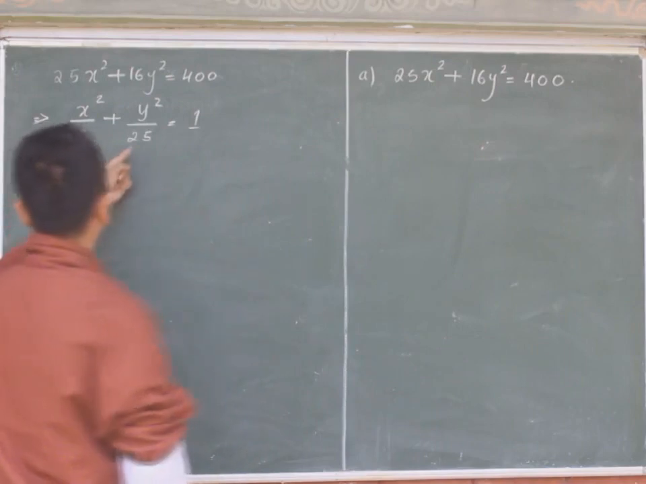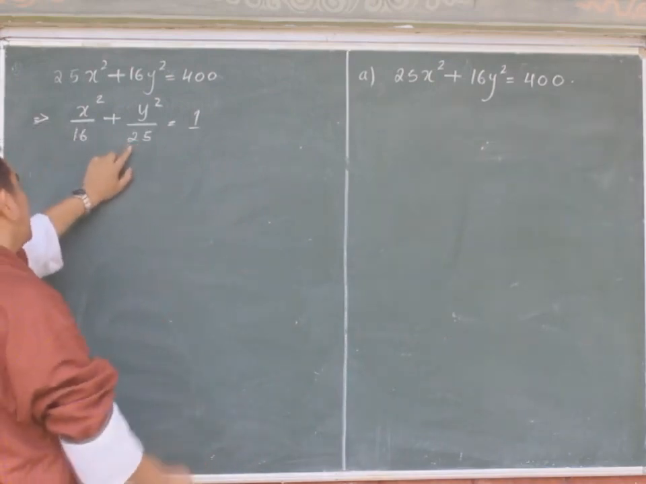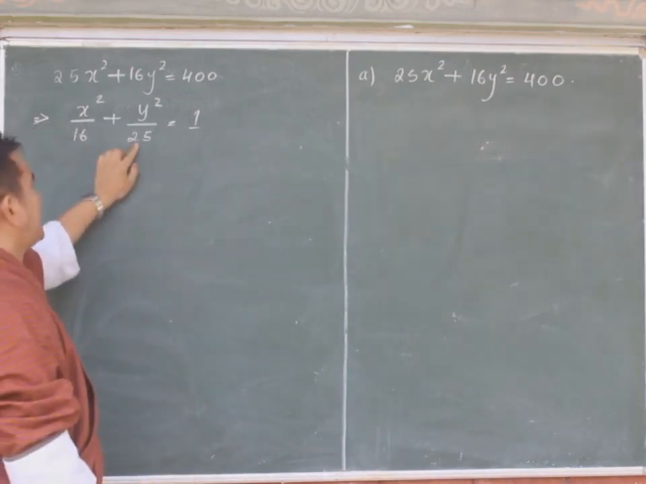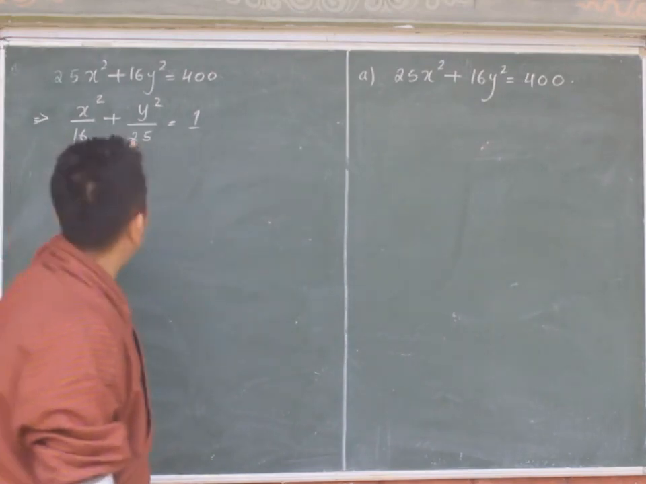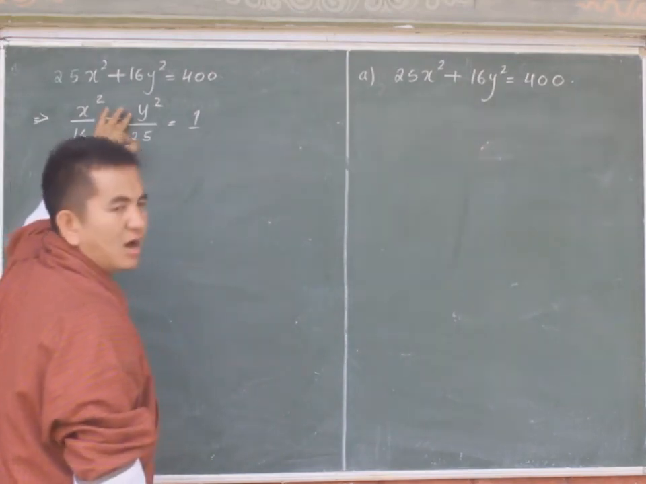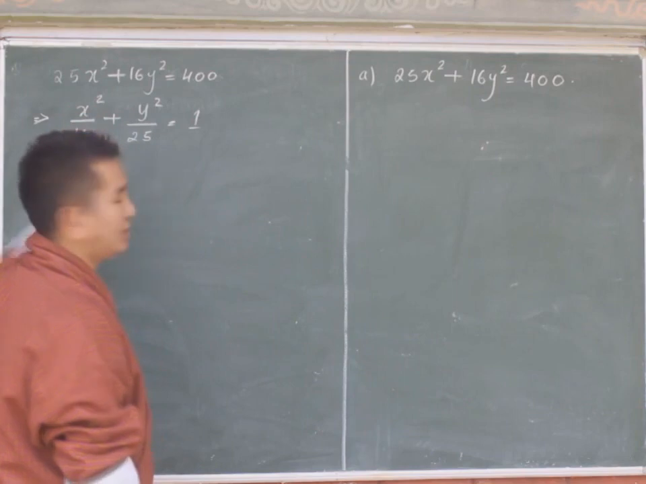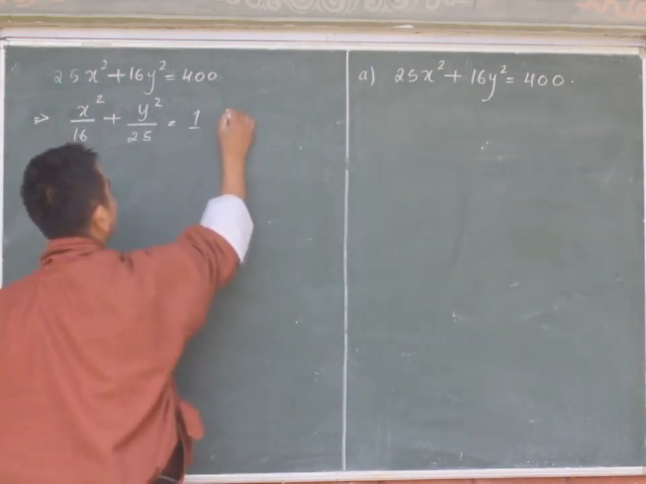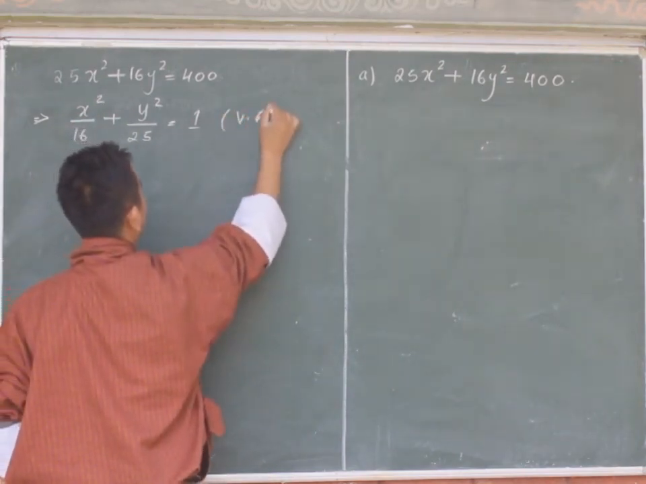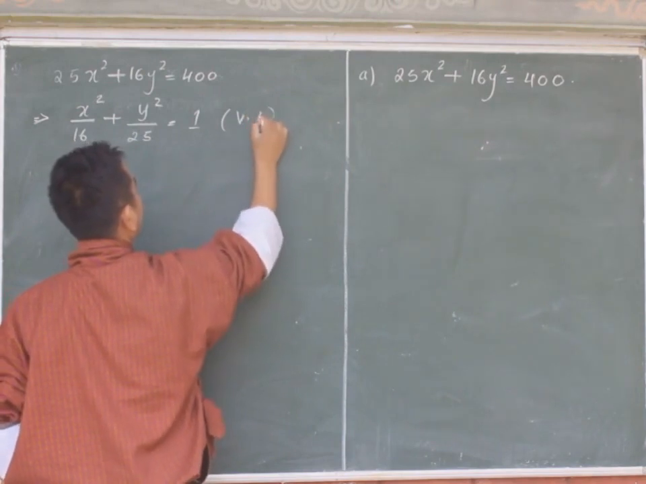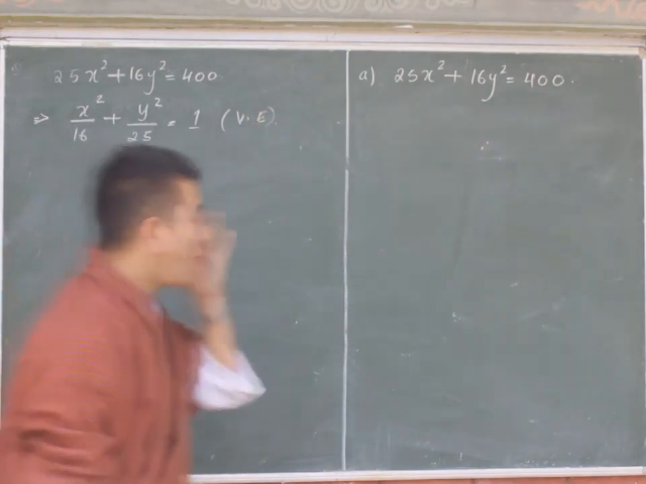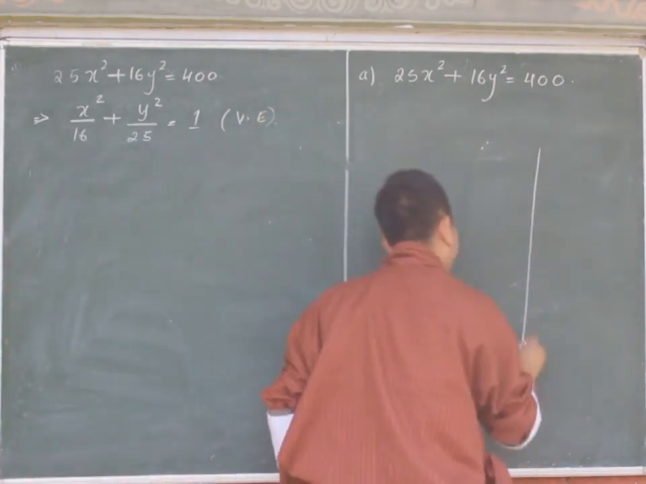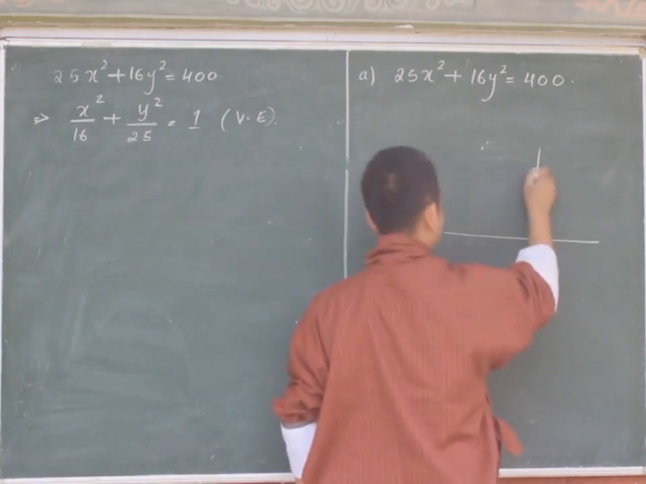We can see 25 is greater than 16, so this becomes the value of A square. Which means the major axis is along the y-axis and the minor axis is along the x-axis. So this becomes the vertical ellipse.